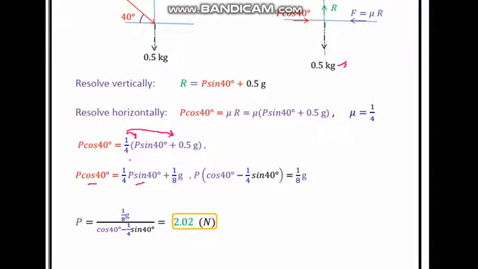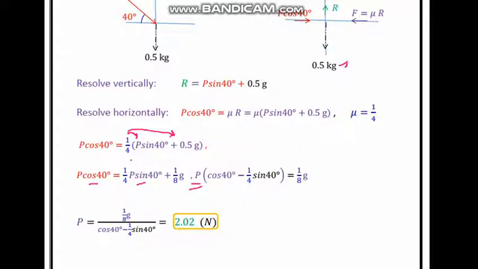So we have P cos 40 minus a quarter P sin 40. After that, take P as a common factor. So we have P times cos 40 minus a quarter sin 40 equals 1 over 8 g. We want to find the value of P, so divide 1 over 8 g by cos 40 minus a quarter sin 40. Write the whole thing on your calculator to get the answer.